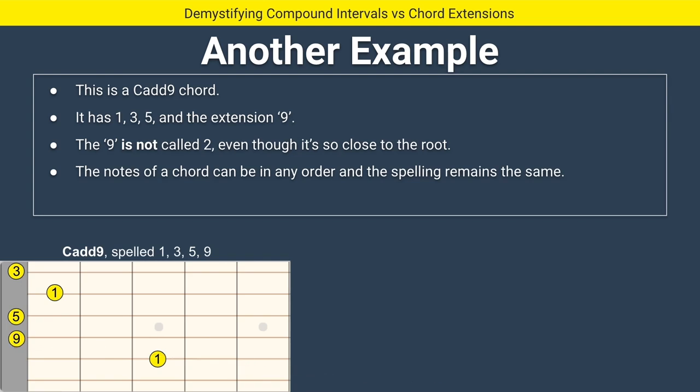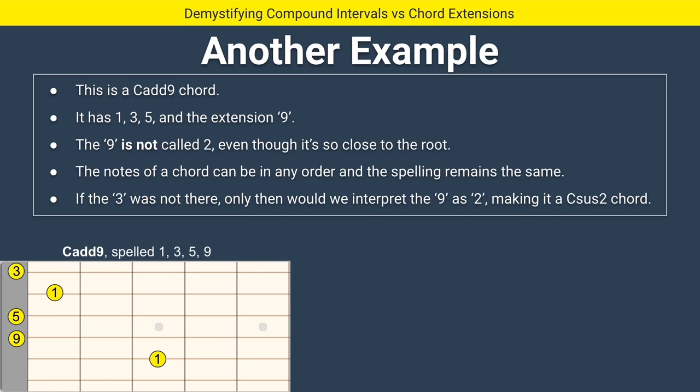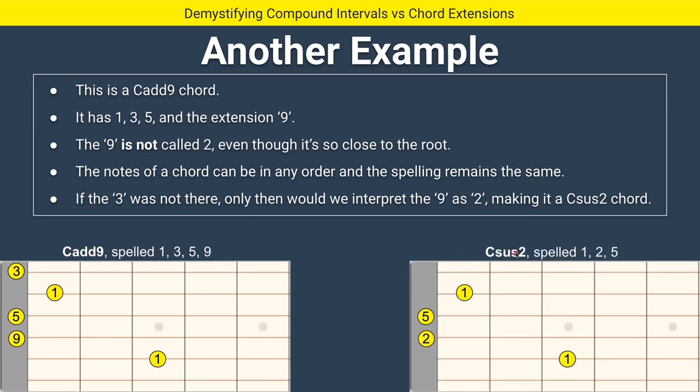Okay, we're going to get exposed to more of this stuff. At first, I know it's confusing if this is the first time you've heard of this stuff, but we'll practice a ton. This is just a little bit of exposure into how chord spelling and structures work that we're going to practice a bunch. If the 3 was not in the chord, only then would we interpret this 9 as 2, and that would turn it into a C sus2 chord.